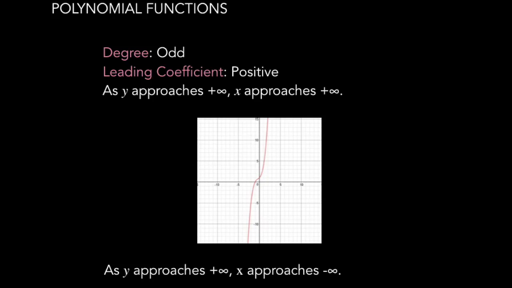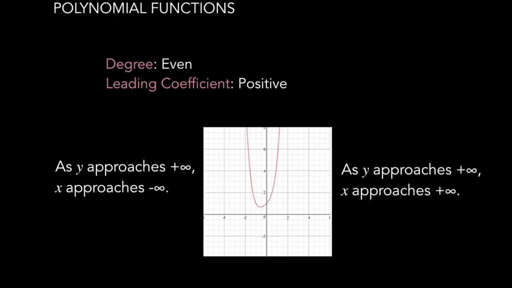The second one shown here is an odd degree and a negative leading coefficient. In this graph, as y approaches positive infinity, x approaches negative infinity for the part of the line going up, and as y approaches negative infinity, x approaches positive infinity for the part of the line going down.